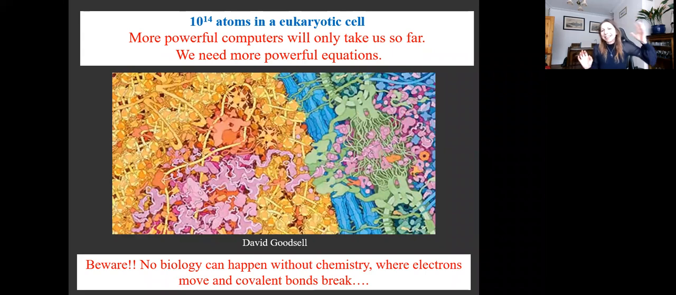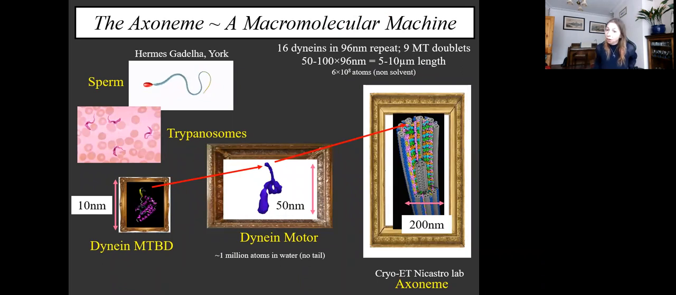Of course, these DNA circles are lovely and I've really enjoyed them, but biology is big and it's complicated. There are actually 10 to the 14 atoms in a eukaryotic cell, so we're not going to be able to get an atomistic picture of everything. There's not a computer powerful enough in imagination that would be able to do the speeds of sums that we need. So we need more powerful equations; more powerful computers won't help us. I'm interested in larger things as well, and being able to go from the atomistic and molecular level up to the continuum scale.